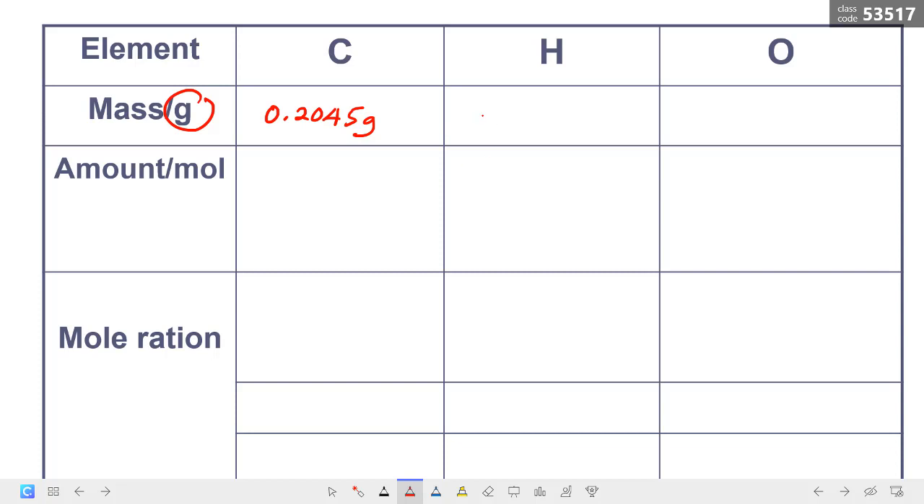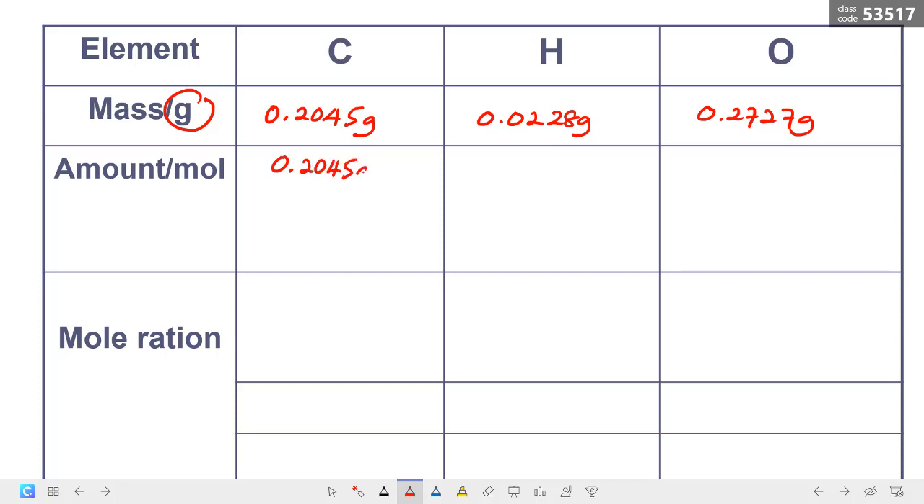Okay, next we have mass of hydrogen 0.0228 gram. And the mass of oxygen obtained just now 0.2727 gram. So now determine the number of mole of carbon, hydrogen and oxygen. Tunjukkan jalan kerja.